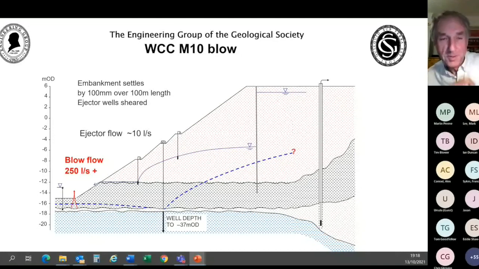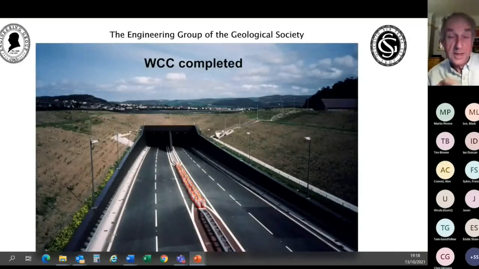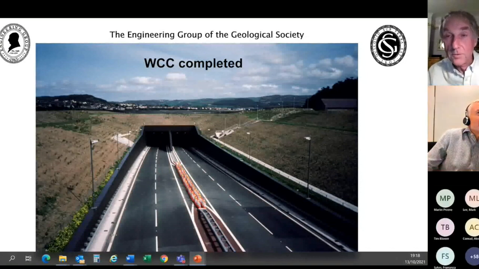Then the final slide, which we can just stay on there, shows the completed road, again, looking down into the tunnel. And I think that's the last one of the case studies, so I'll now hand back to Ian.